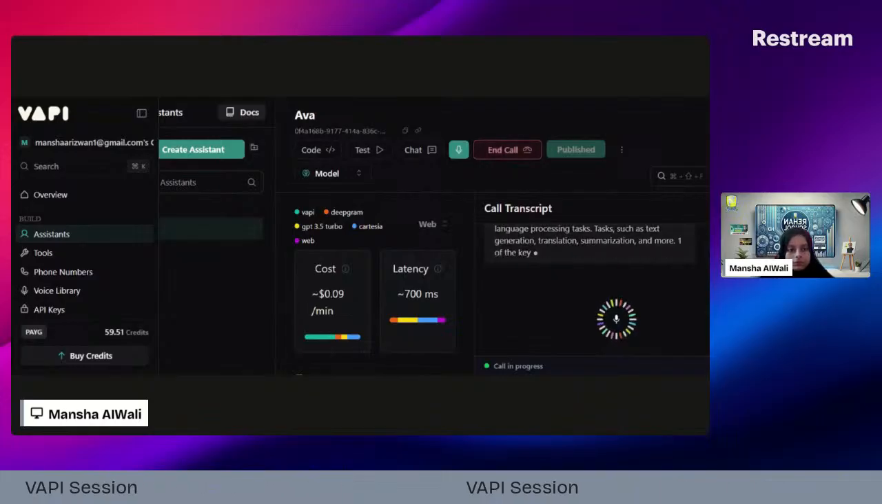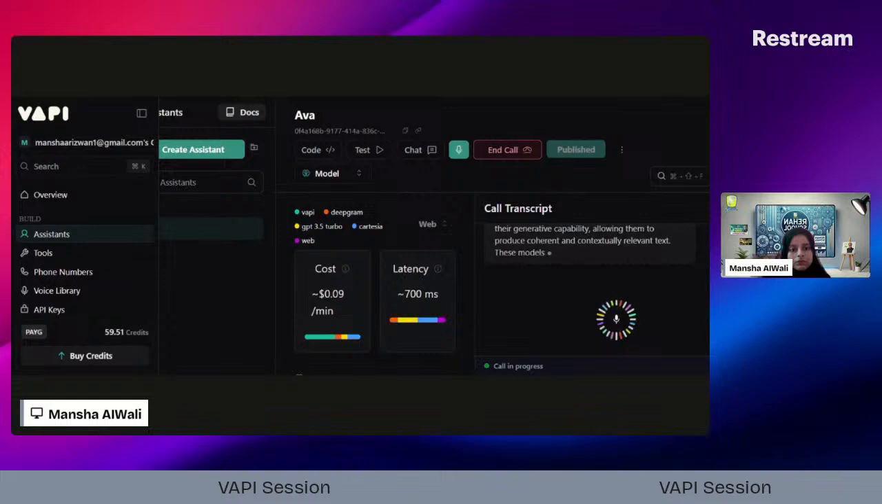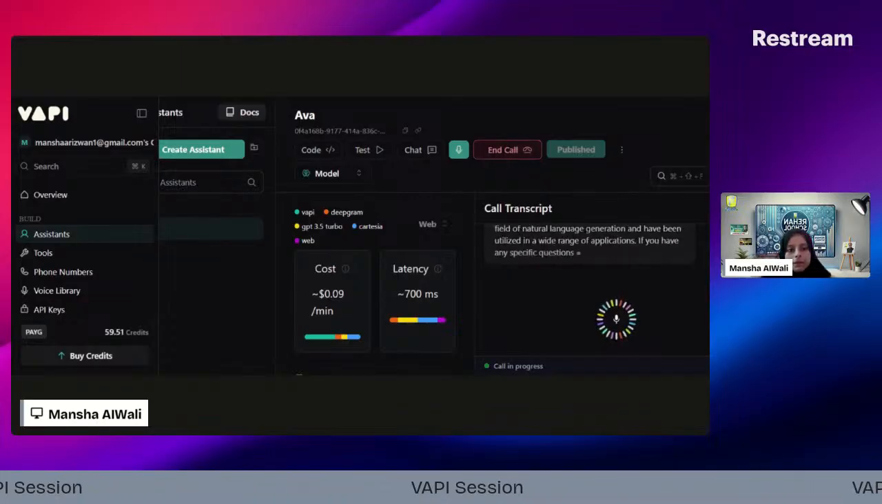One of the key distinguishing features of GPT models is their generative capabilities, allowing them to produce coherent and contextually relevant text. These models have been influential in advancing the field of natural language generation and have been utilized in a wide range of applications. If you have any specific questions about GPT or would like to know more about its characteristics and applications, feel free to ask.